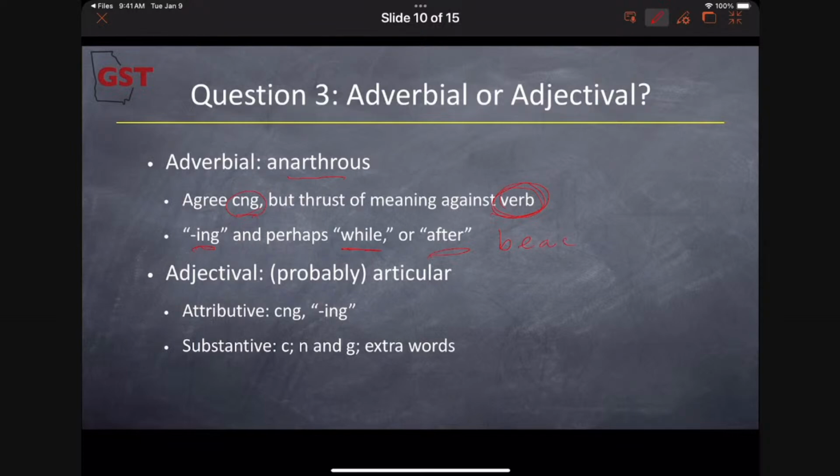If it's functioning adjectivally, it's probably going to have an article, and there case, number, and gender really matters, and it may or may not have -ing. If it's functioning substantively, in other words, as the object or the subject, case, number, and gender will actually give us whether it's the nominative, the subject, or the dative, or the accusative, the direct object kind of thing. All right, does this make sense so far? Are we okay? All right, two nods.